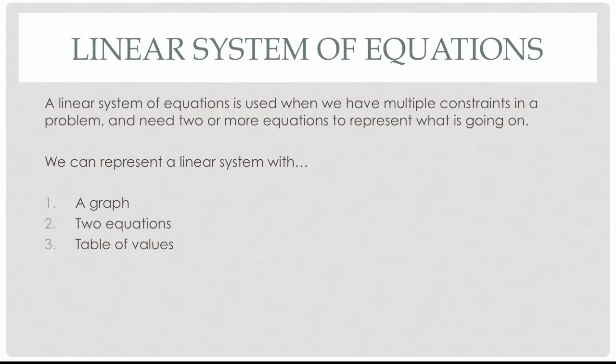So let's get started. If you remember, a linear system of equations is used when we have multiple constraints in a problem. We need two or more equations to represent what is going on. We can represent a linear system with a graph, two equations, or a table of values. And each of these three are different representations of the same relationship between variables.